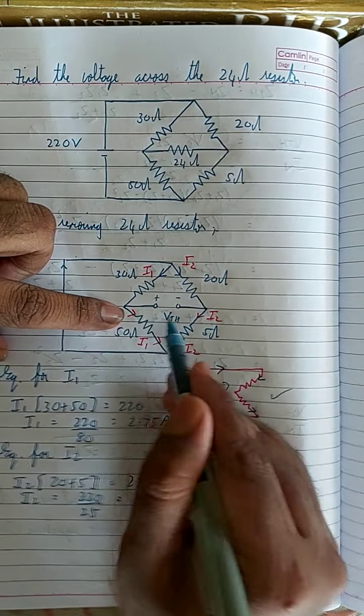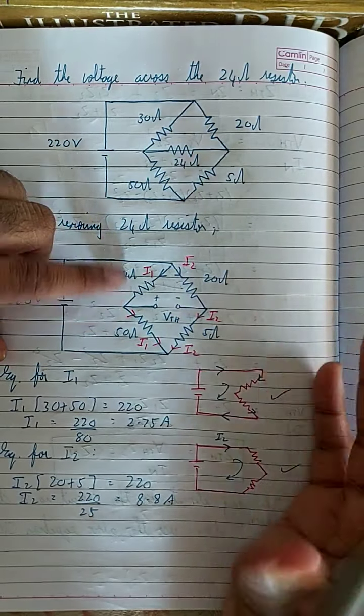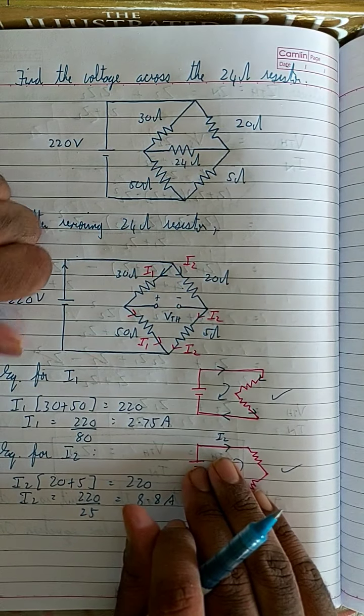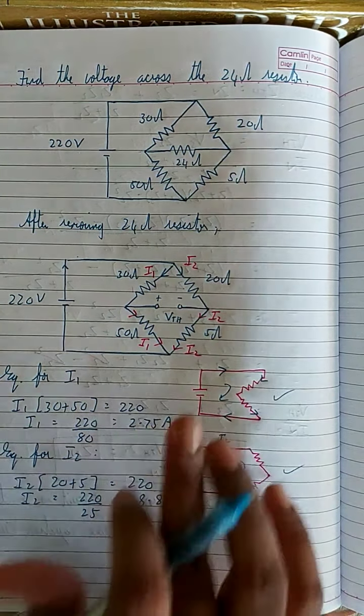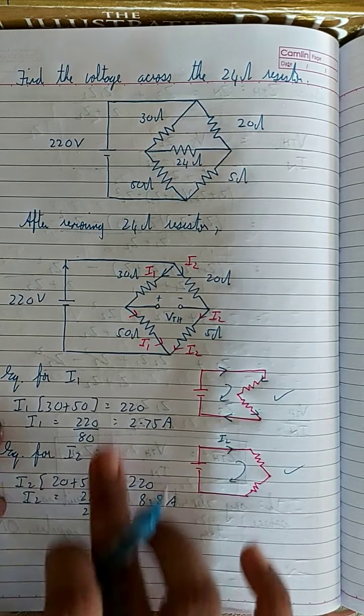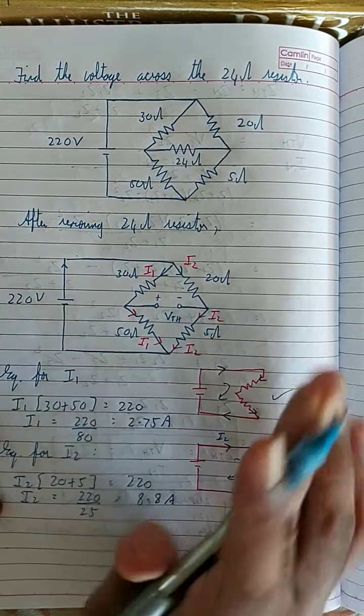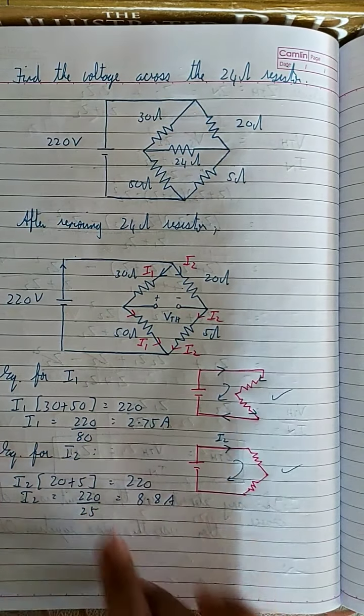This branch is open. If this branch is not open, then you have to apply the normal mesh analysis that you have done in the previous problems. But only in this case is an exception. There's an easier way of finding the current, only if this branch is open. So now I found I1 and I2.